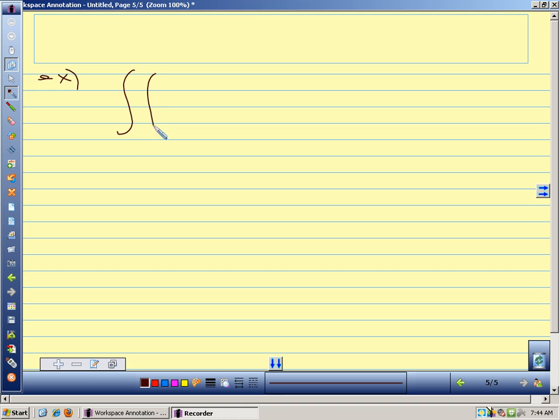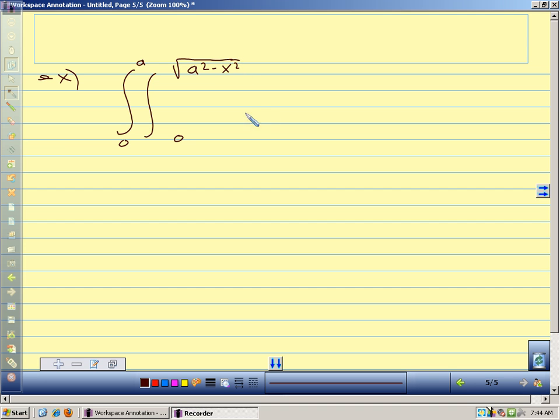So let's look at the integral. I want to start with the integral, and we're going to sketch the region. 0 to a, 0 to square root of a squared minus x squared, x dy dx. So we want to evaluate this integral. Now, if I were to evaluate this, I end up with xy, and when I put my limits in, I end up with square root of a squared minus x squared in my integrand.